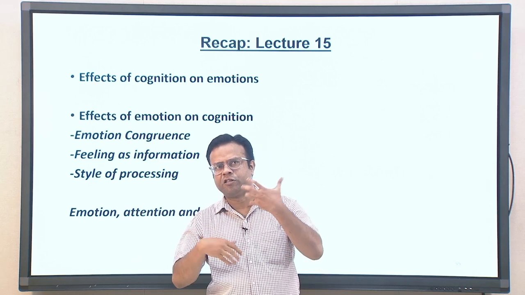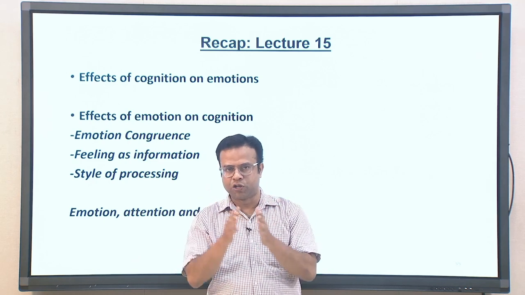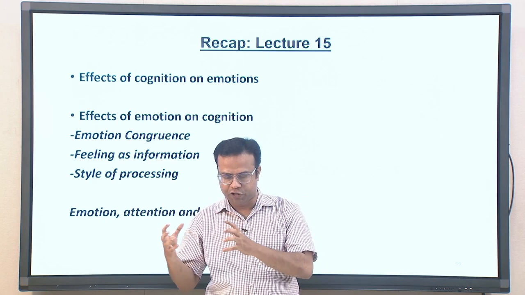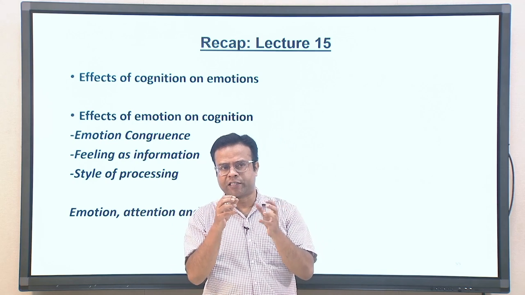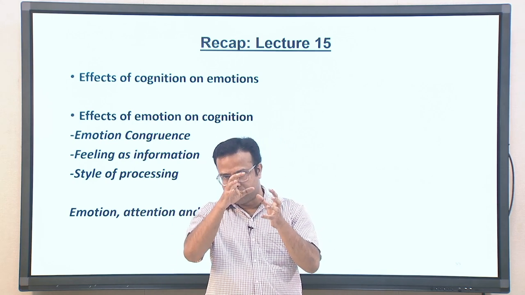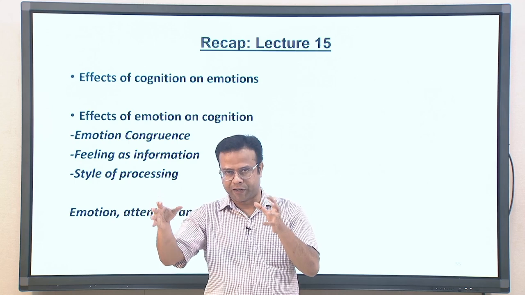We discussed various theoretical perspectives which can explain this. One was Bower's associative network theory. We have also talked about the affect infusion model to explain how emotion or mood congruence can be explained.